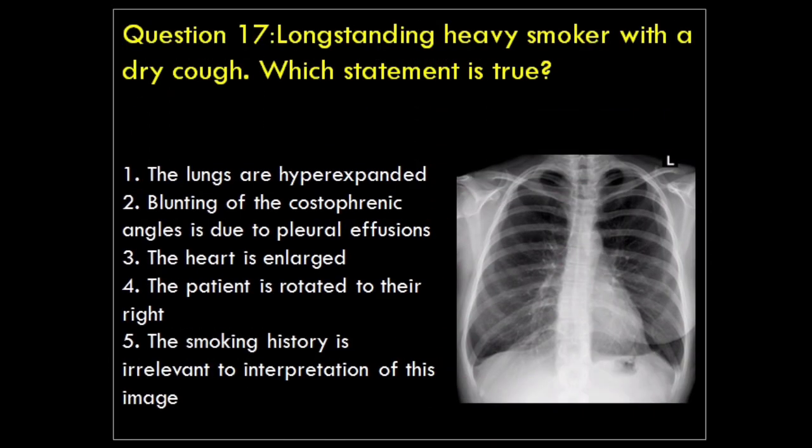Question 17: Long-standing heavy smoker with a dry cough. Which statement is true? 1. The lungs are hyperexpanded. 2. Blunting of the costophrenic angles is due to pleural effusions. 3. The heart is enlarged. 4. The patient is rotated to their right. 5. The smoking history is irrelevant to interpretation of this image.